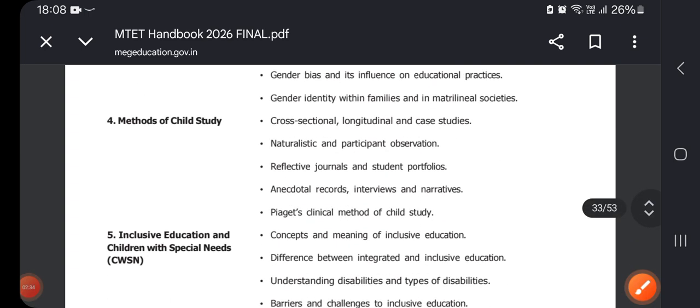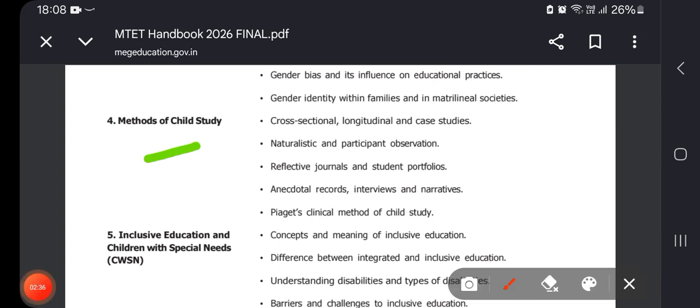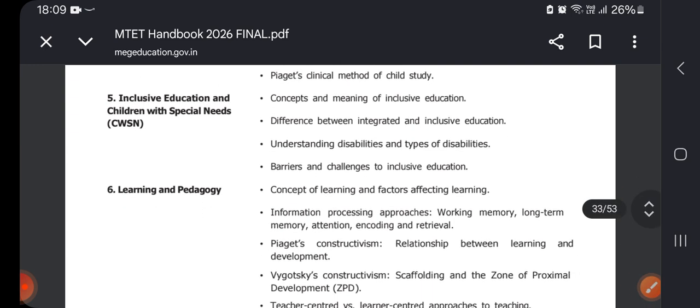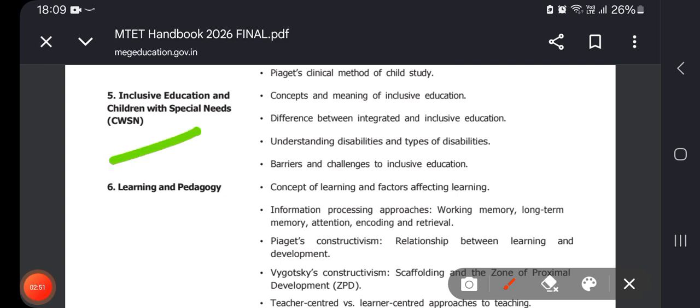Then we'll move to methods of child study: cross-sectional, longitudinal, case study, naturalistic participant observation, reflective journal study, anecdotal, clinical method study. Now inclusive education and children with special needs: concepts, difference between integrated and inclusive, understanding disabilities and types of disabilities, barriers and challenges.